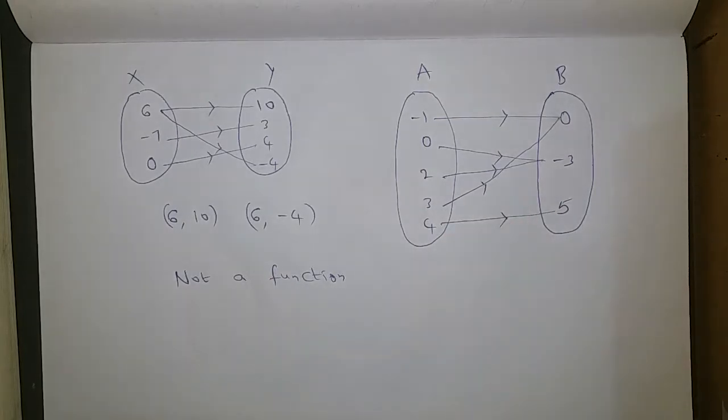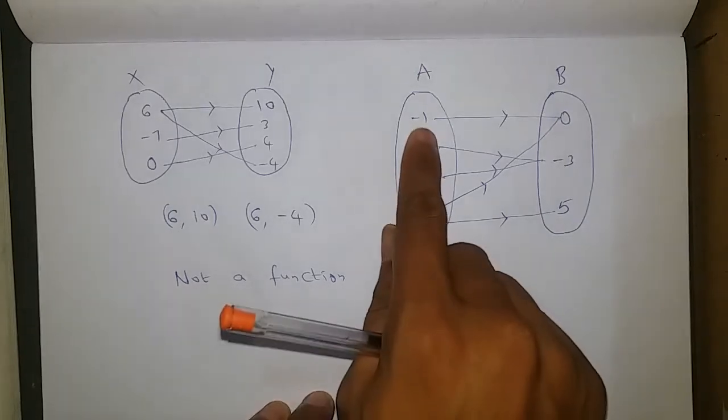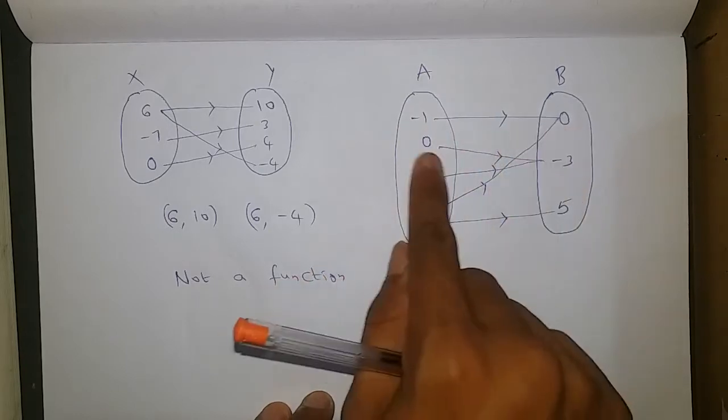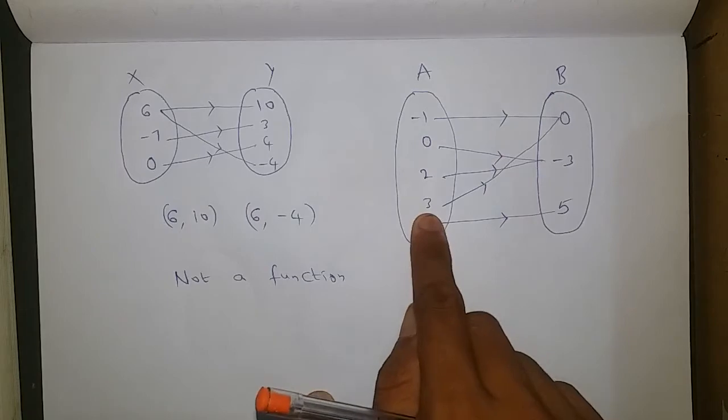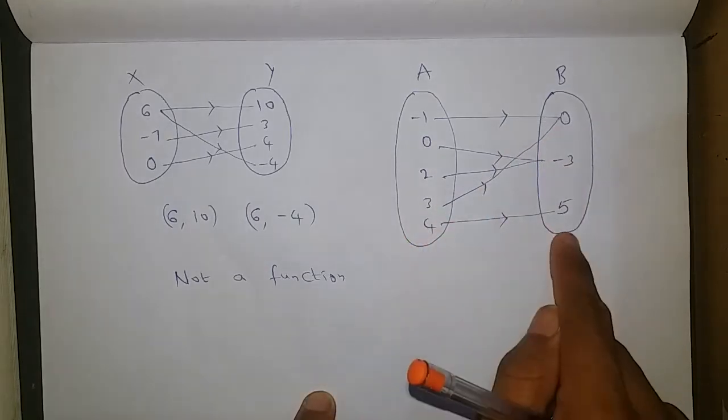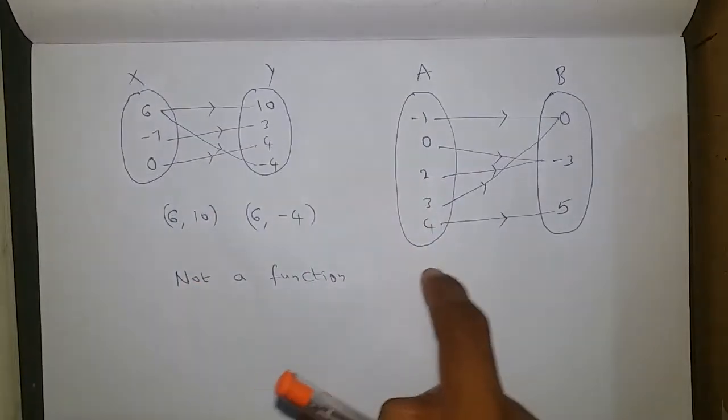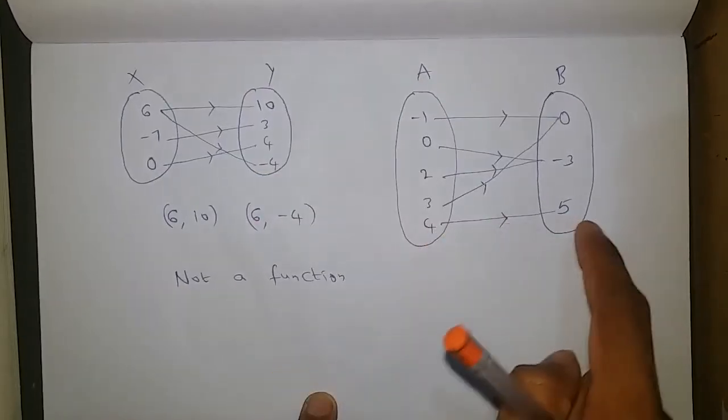Now let us check whether this is a function or not. So the first condition: every element of the first set should have some image. Minus 1's image is 0, 0's image is minus 3, 2's image is minus 3, 3's image is 0, 4's image is 5. So every element of set A has an image.